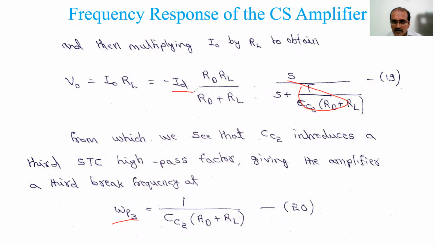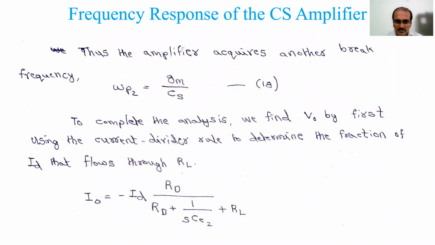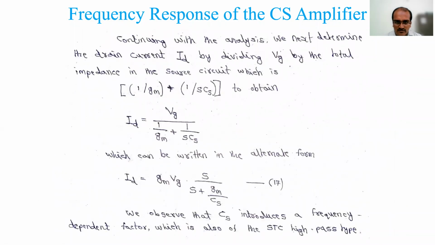Now in the place of Id, I will substitute equation 17. What is equation 17? Just see how I am going back. This is the ID, which is given as GM into VG. Again we have the second factor, S by S plus GM by CS. So this I will replace by a symbol WP2. S divided by S plus WP2, and GM I will substitute there along with RD parallel to RL. But VG I will not write.